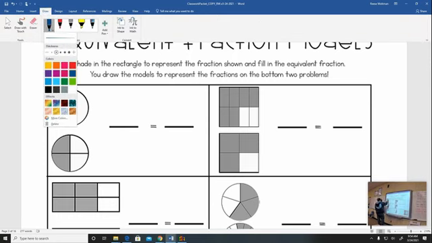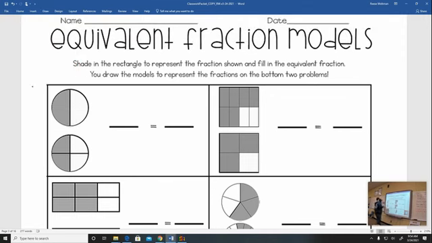Go ahead and flip to the next page, guys. Now let's look at our equivalent fraction models. We are shading in the rectangle to represent the fraction shown, and we're filling in the equivalent fraction. That would be our two bottom ones. In the bottom ones, we're drawing the models for the two bottom problems. Up here, these are already shaded, so we're really just writing in the fractions, right? So, somebody tell me, what are these two fractions right here?